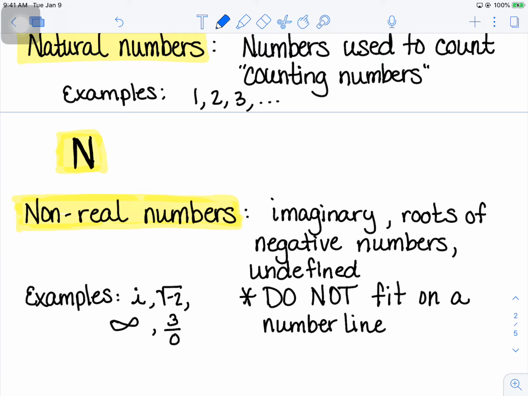So an i is what you get when you deal with negative square roots. We have a negative square root of 2 there, or square root of -2. If you put that in your calculator, it's going to tell you there's a non-real number there. The infinity, we know that goes on forever and ever. It doesn't fit anywhere. We don't know where to put it on a number line. And then 3 divided by 0 is an example. We can't divide by 0. That would be undefined on our calculator. So remembering that non-real numbers cannot fit on a number line will help you.